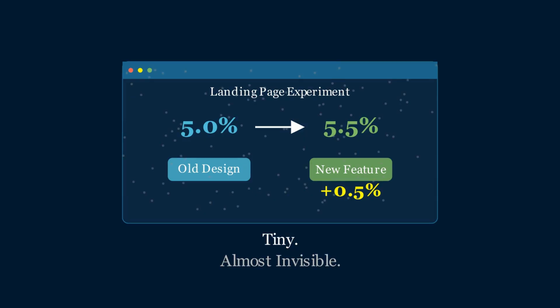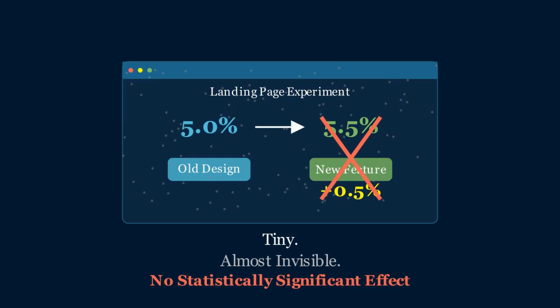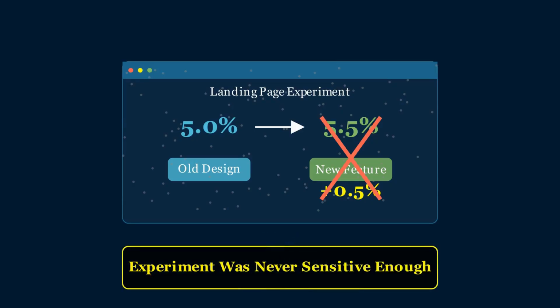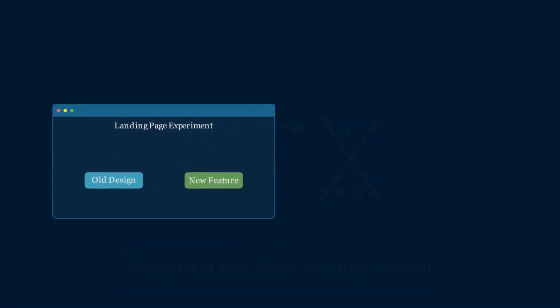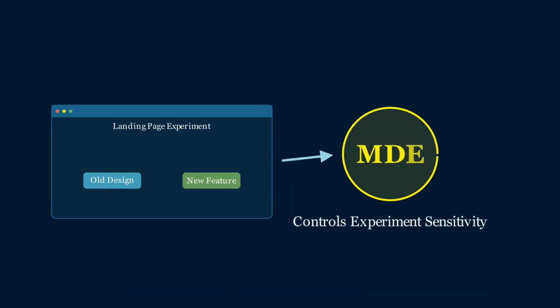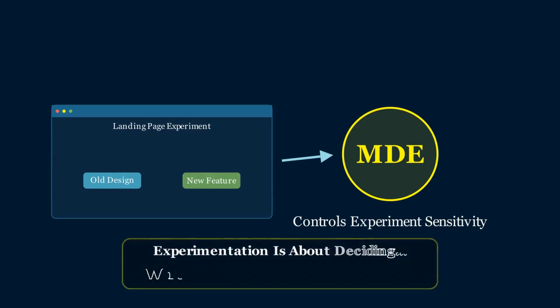And this is one of the most expensive problems in experimentation. Companies reject profitable ideas. Teams kill good features. Analysts conclude no statistically significant effect. When the truth was, the experiment simply wasn't sensitive enough. And the concept that controls this sensitivity is called minimum detectable effect. In short, MDE. MDE determines what size improvements your experiment is capable of detecting.